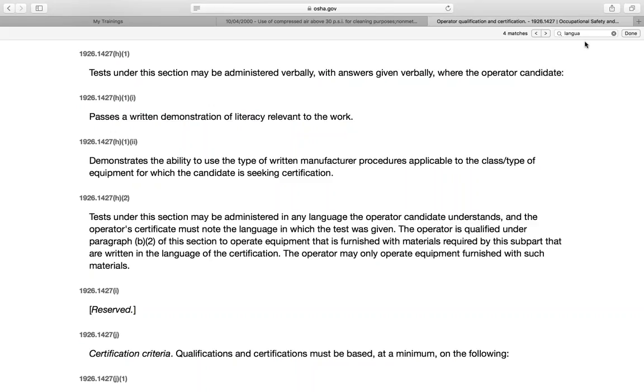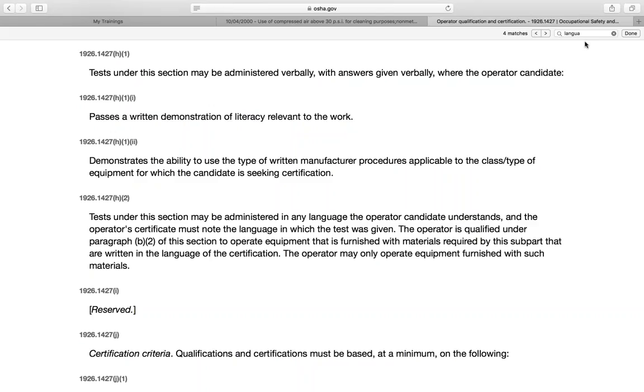Because if not, the belief is that we're putting them in a piece of equipment where they do not understand the instructions, warnings, and labels, since they weren't able to be trained in English. Does that make sense? Okay, good. Great, folks.